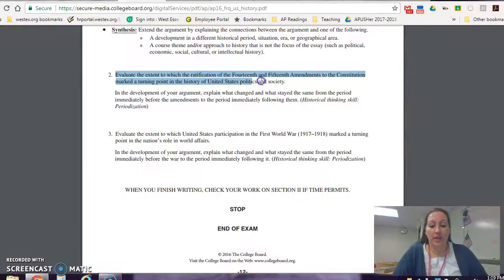Evaluate the extent to which the ratification of the 14th and 15th Amendments to the Constitution marked a turning point in the extent of the United States politics and society. There's a couple things you have to do here. Remember, if it says extent, you have to give a modifier. And then down here where it says politics and society, you have to address both. In your thesis, do not say it was a great extent in both politics and society. You won't get the point.